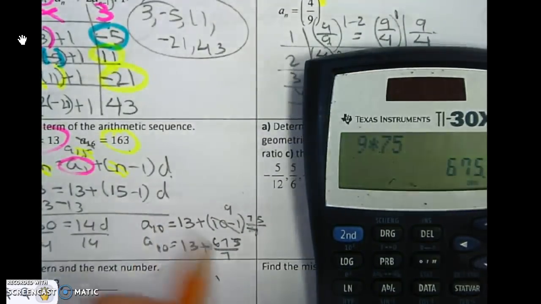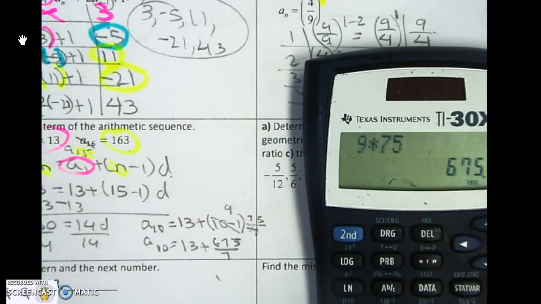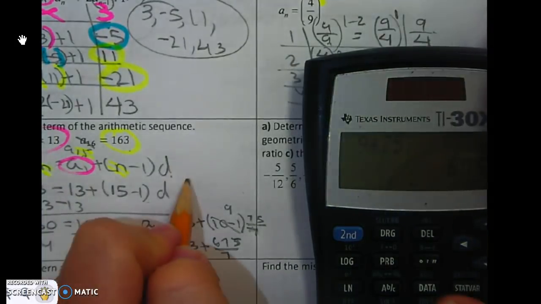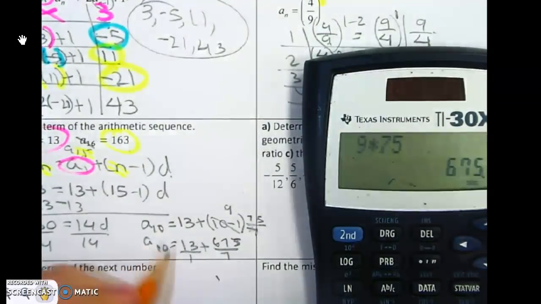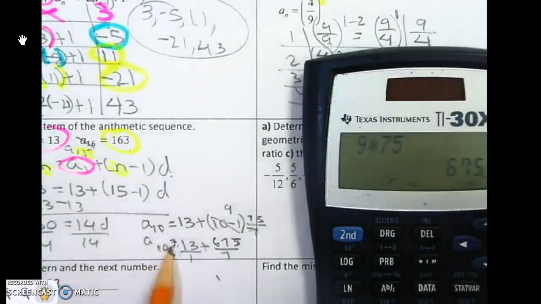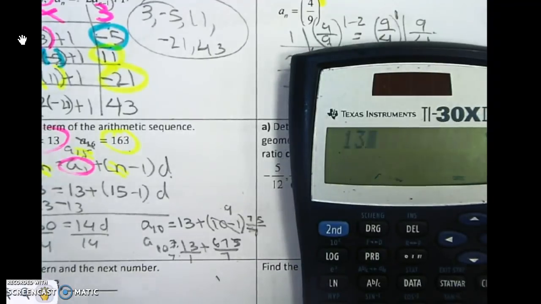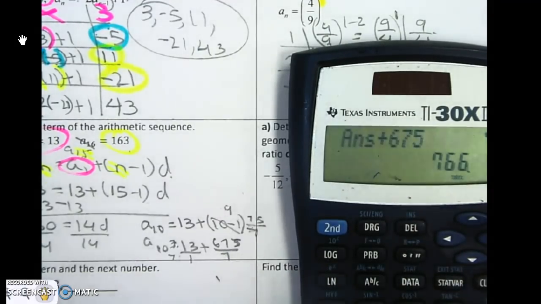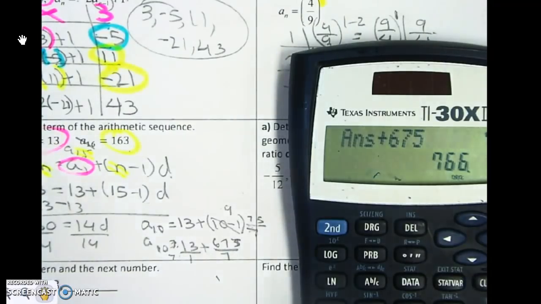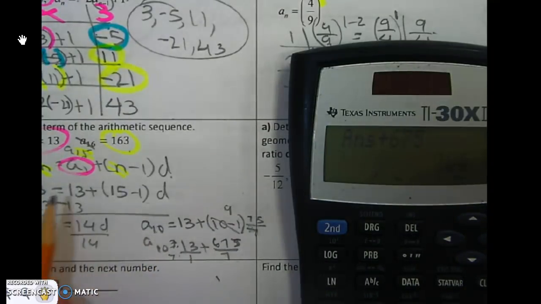And then I can do a common denominator and figure out my answer, so I'll put this over 1. It's not going to be this crazy. Then times 7 times 7. So 13 times 7. Oops, 13 times 7 is 91 plus 675. Okay. And let's make sure I did that right. And then 766 over 7.